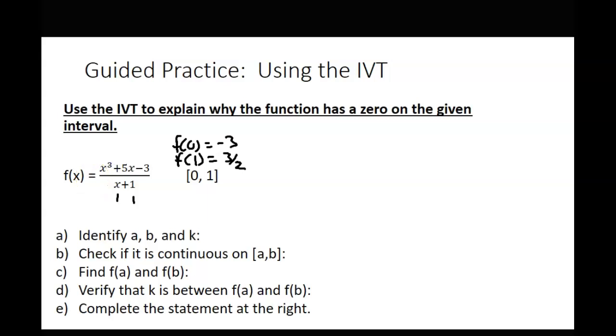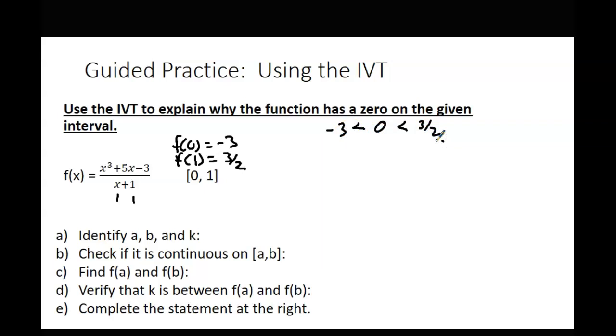All right, let's go ahead and do part D. Now, I'm going to just ask you why. Verify that K is between f of A and f of B. So I'm going to ask Pearl. -3 is less than 0, which is less than 2. Good. Here's my K. There's my f of A and f of B. It's between there. That's all that matters.